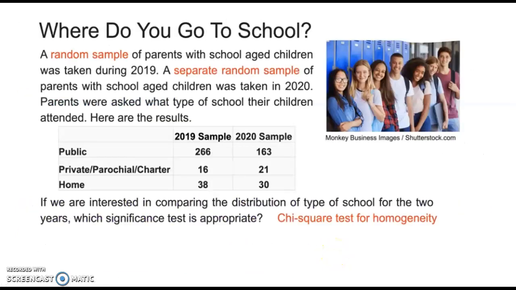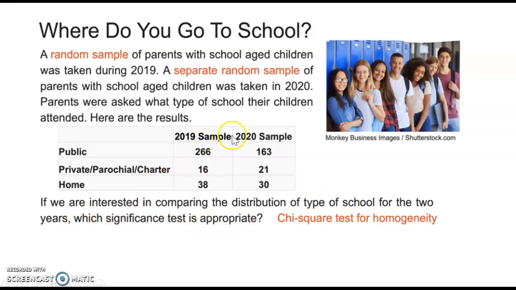Alright, so here's the very first example we have. I'll go ahead and read it. A random sample of parents with school-aged children was taken during 2019. A separate random sample of parents with school-aged children was taken in 2020. Parents were asked what type of school their children attended, and here are the results. If we're interested in comparing the distribution of type of school for the 2 years, which significance test is appropriate?